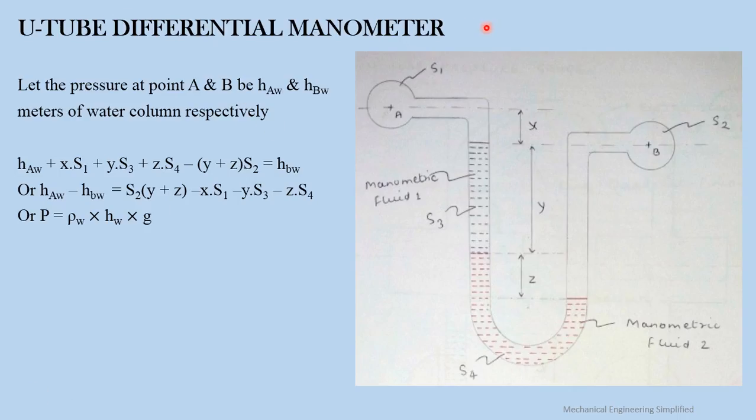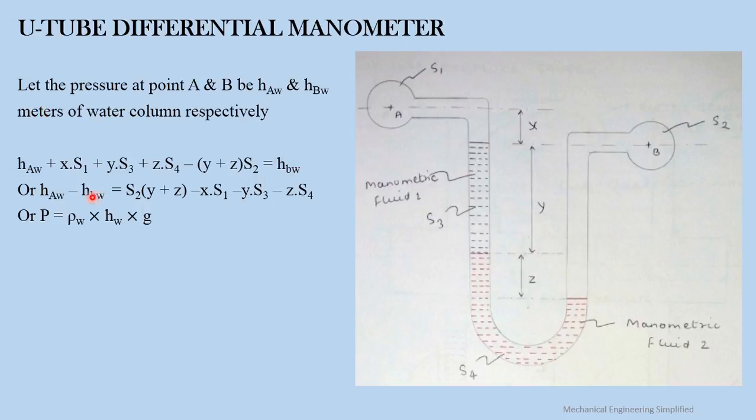Then we have the U-tube differential manometer. In the differential manometer, we are just measuring the difference of pressure between this point A and this point B. Similarly, you can see all these heights. You can have a single manometric fluid, or a double manometric fluid, which we have used here, having specific gravities S3 and S4. HAW is the pressure in terms of meters of water column at A, and this is the meters of water column at B.